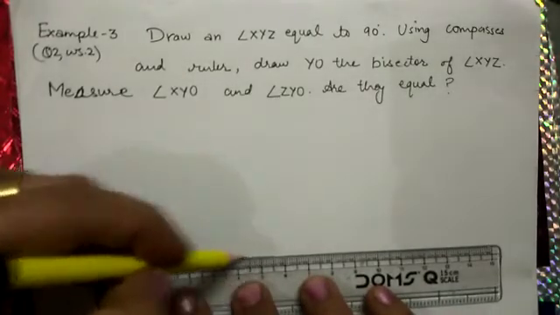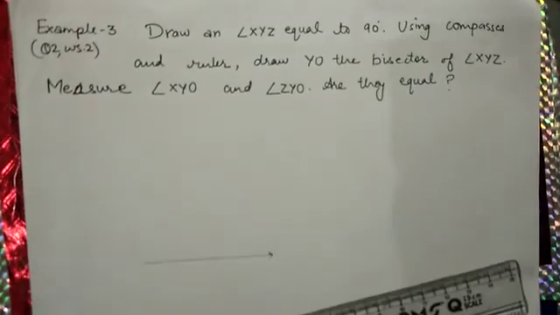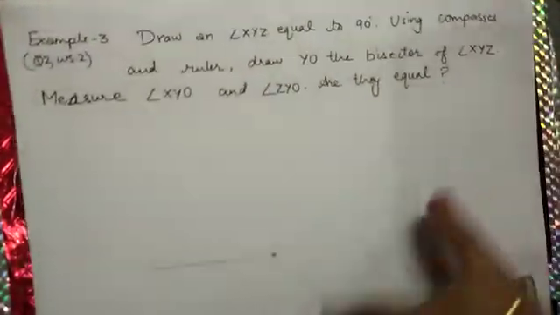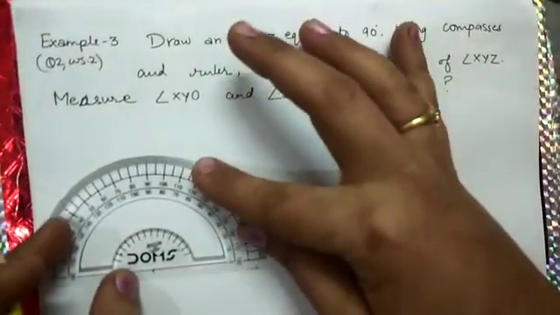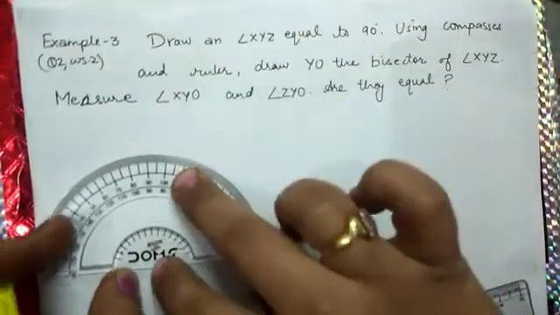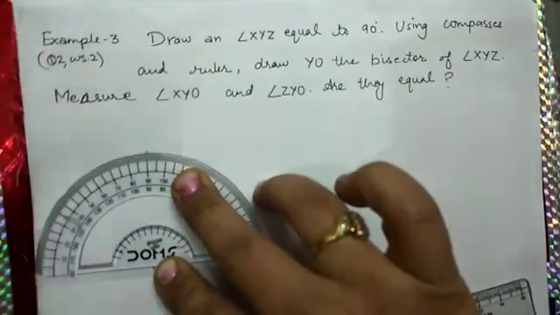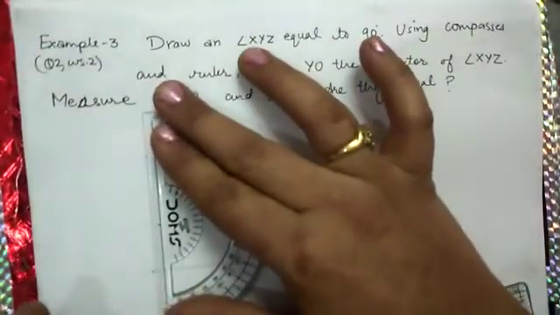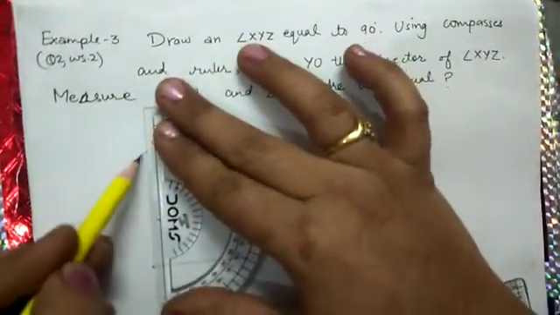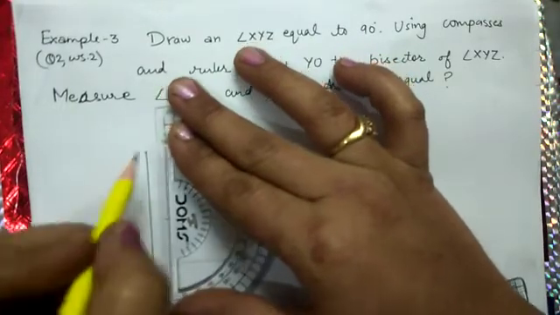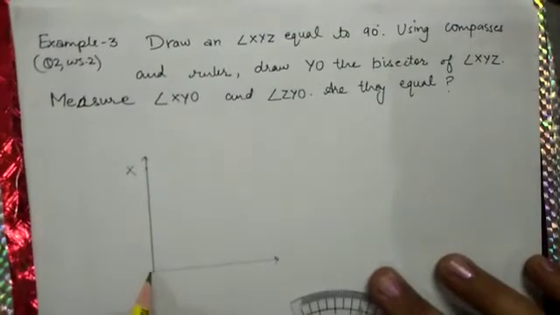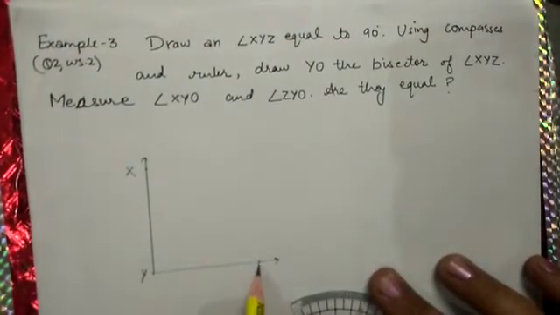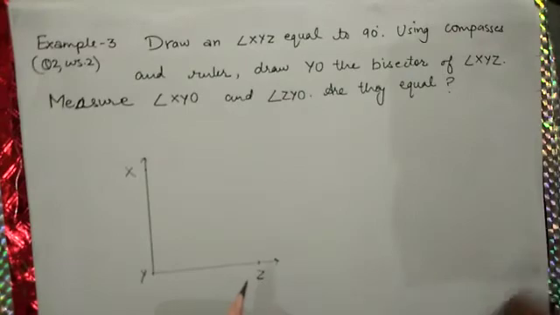First step, draw a ray. Keep your protractor at this initial point of the ray and now join this point with this. We have got angle XYZ equal to 90 degrees.